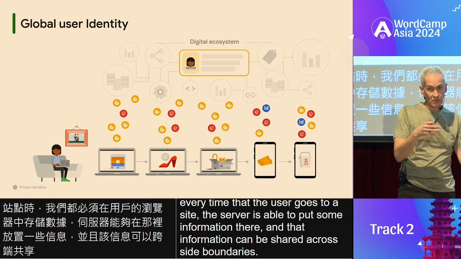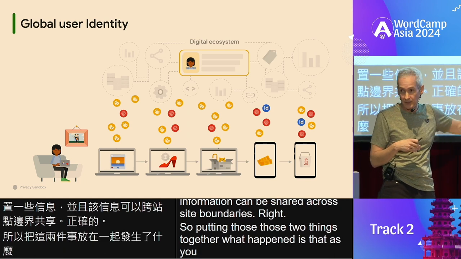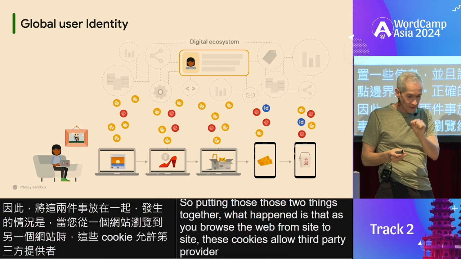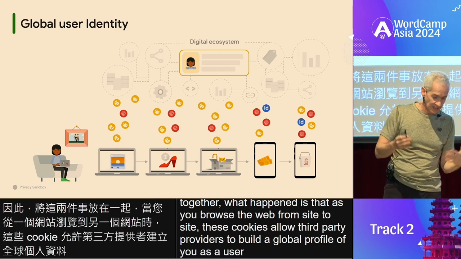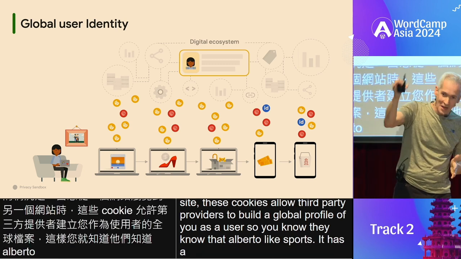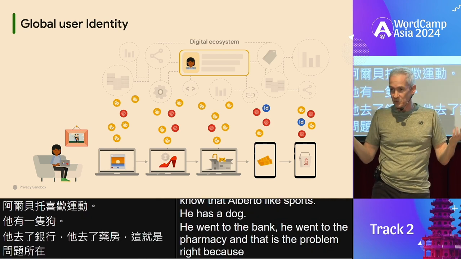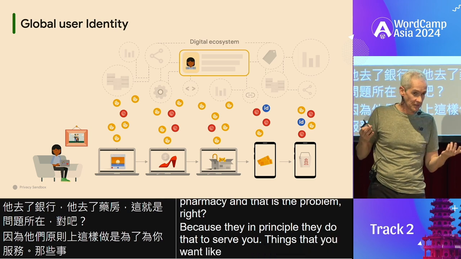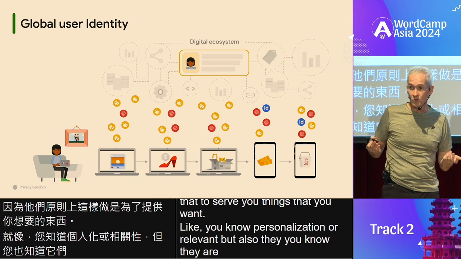So putting those two things together, what happens is that as you browse the web from site to site, these cookies allow third-party providers to build a global profile of you as a user. So they know that Alberto likes sports, he has a dog, he went to the bank, he went to the pharmacy, and that is the problem, right? Because in principle, they do that to serve you things that you want, like personalization or relevant ads, but they are also taking information from you that you don't want them to have.